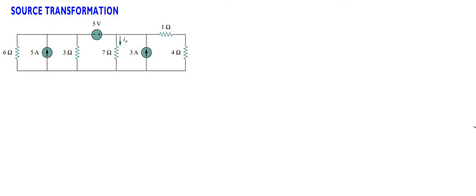So, again, as a continuation of source transformation, let's solve another problem. This time around, let's find IO. Find IO. So, how to solve this one?